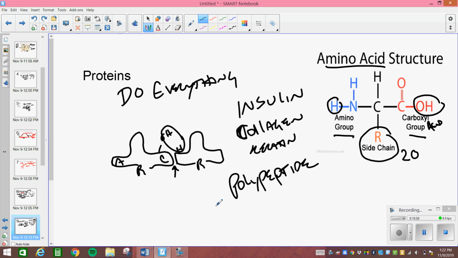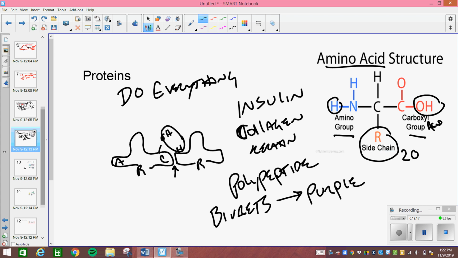The only thing we didn't talk about yet is how do we test for them? So we use biuret to test for them in the unknown. This is more of a deeper blue, but if it's positive, it should turn purple, if the protein is in the food or liquid or whatever it is that we're testing. So we have to know positive tests versus negative tests.